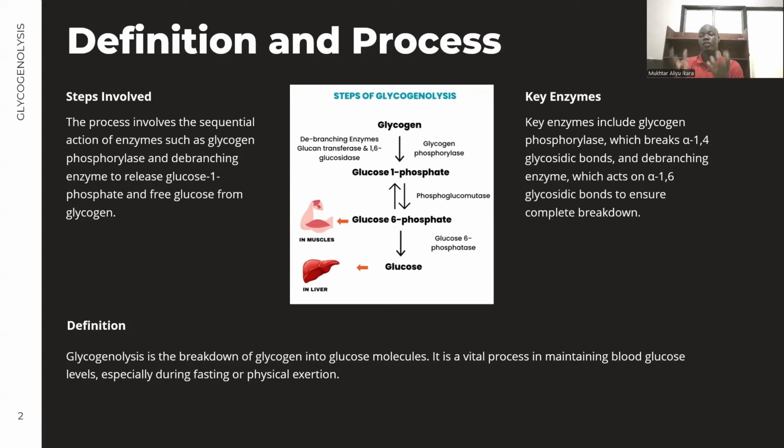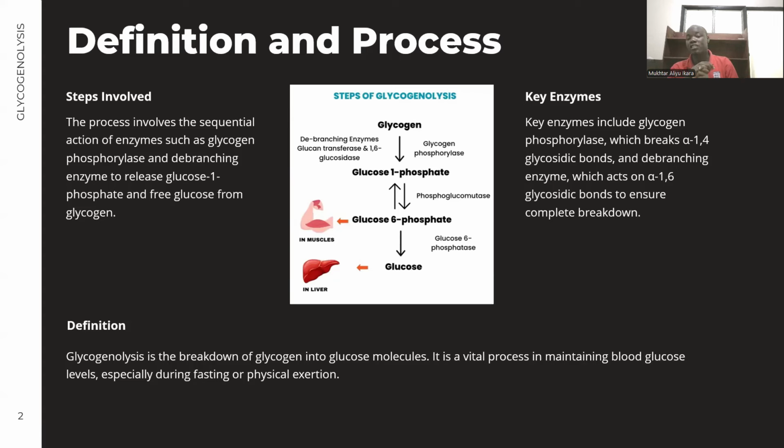Number one, to transfer some molecules of glucose from the glycogen branch and transfer them to the linear chain. So it has two major functions, as I said. It has the glucosidase activity, which is the enzyme activity that breaks down the alpha-1,6 glycosidic bond.